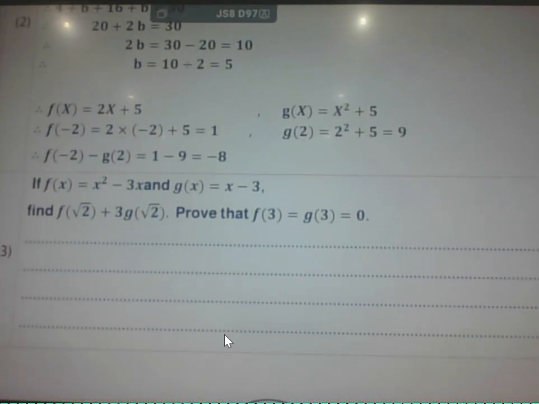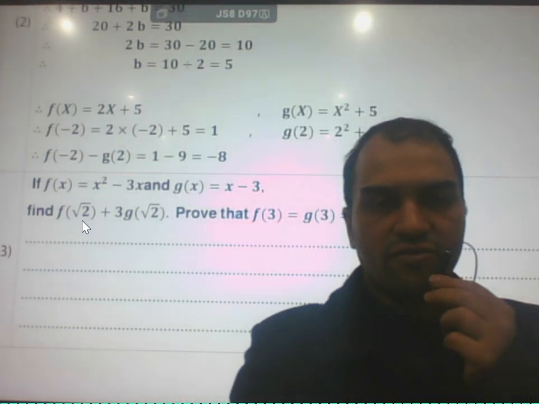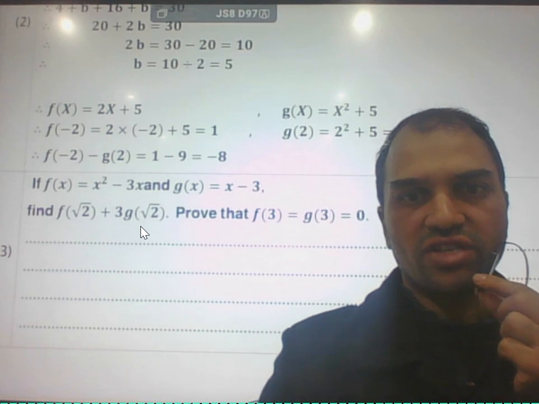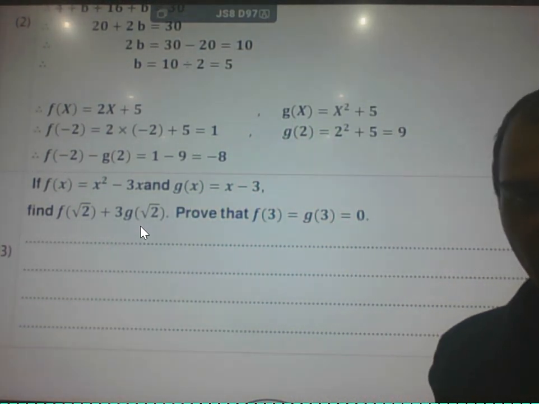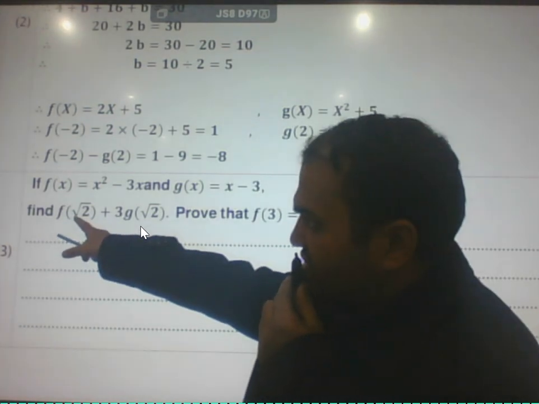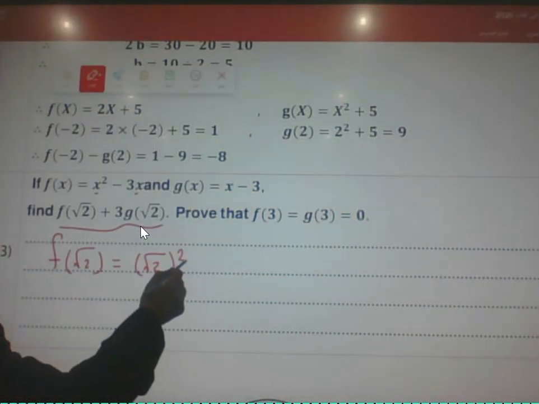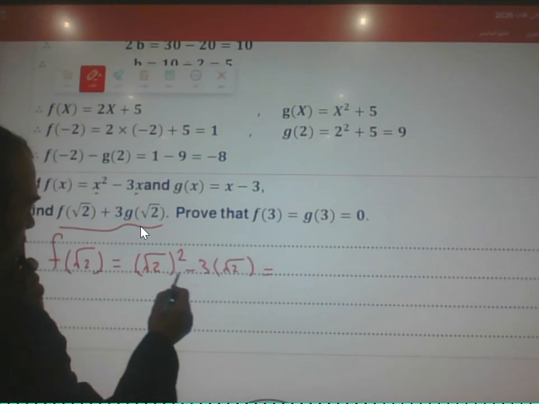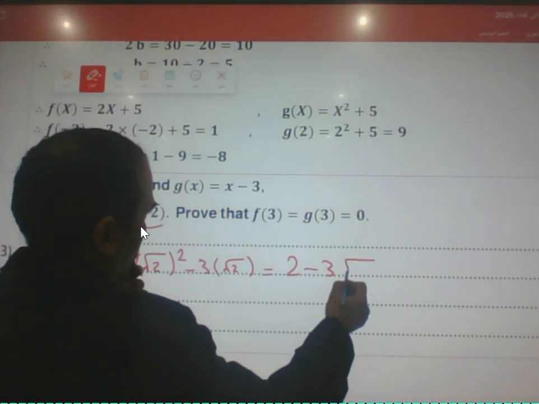Okay. We have f of x equal x power 2 subtract 3x and g of x equal x minus 3. We want to find f of root 2 plus 3 product by g of root 2 and prove that f of 3 equals g of 3 equals 0. Okay, first step here, we can find the value of this function f of root 2. Put the value of x here equal root 2 in this: x power 2 subtract 3 times root 2. Root 2 power 2 equal 2, subtract 3 times root 2.